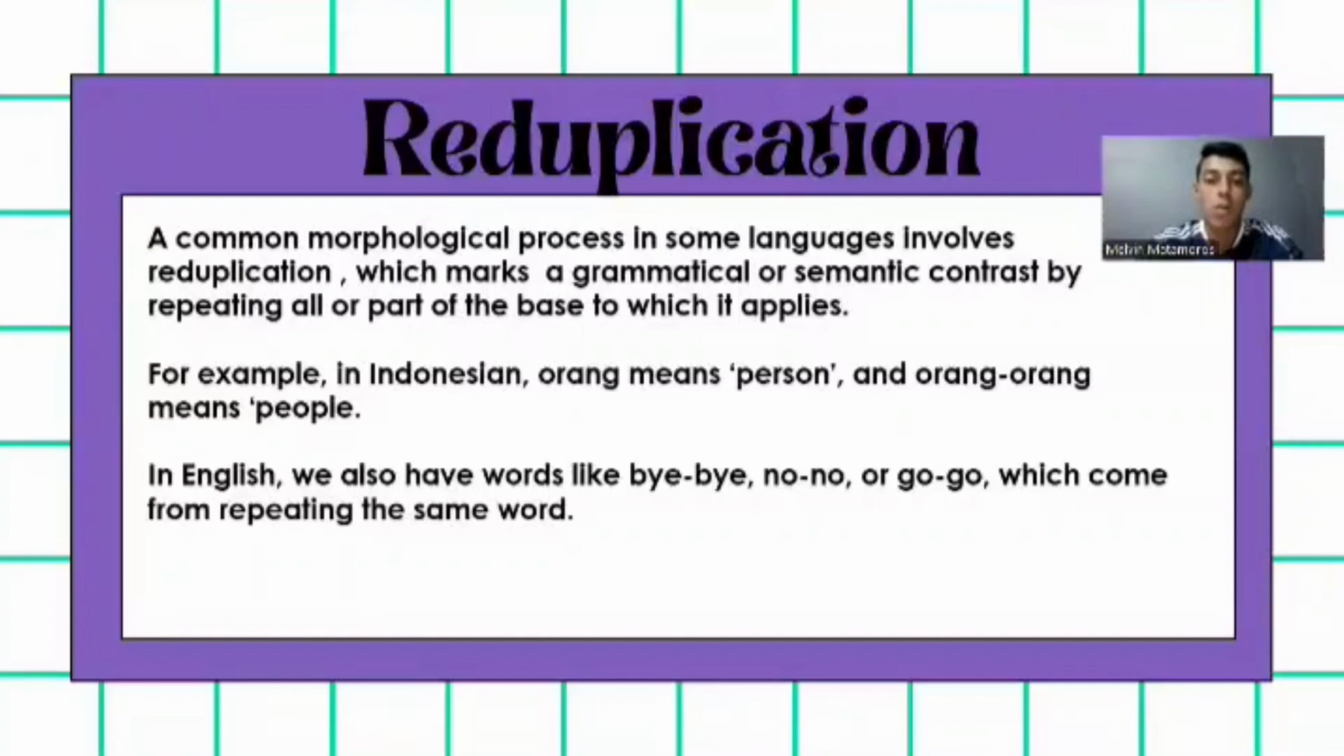In this case, we have reduplication. Reduplication is a common morphological process. Reduplication happens when we repeat a word or part of a word. It can change the meaning. For example, in Indonesian, orang means a person, and orang-orang means people. In English, we also have words like bye-bye, no-no, or go-go, which come from repeating the same word, to change the meanings. Now, we have conversion.